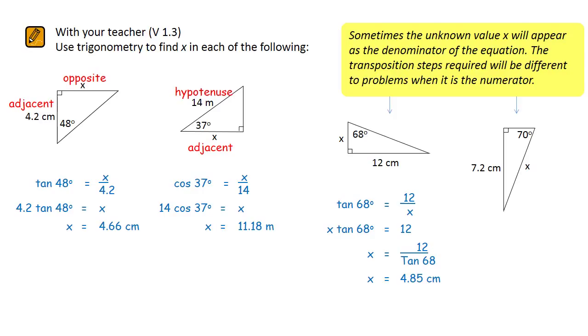The last question is similar. We ask ourselves which sides are involved. It's the opposite and the hypotenuse. That makes it a sine question. We can say that the sine of 70 equals opposite 7.2 over x. We need to make x the subject of the equation, so we'll multiply both sides by x. X times the sine of 70 is equal to 7.2. Then divide both sides by the sine of 70. Our answer is x is equal to 7.66 centimetres.